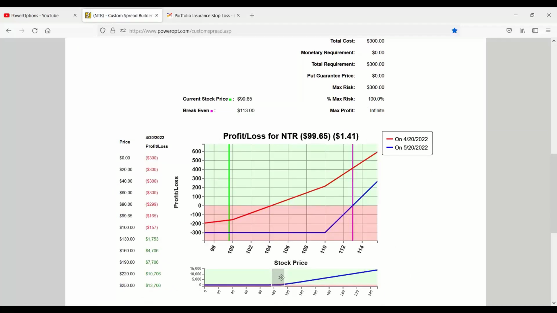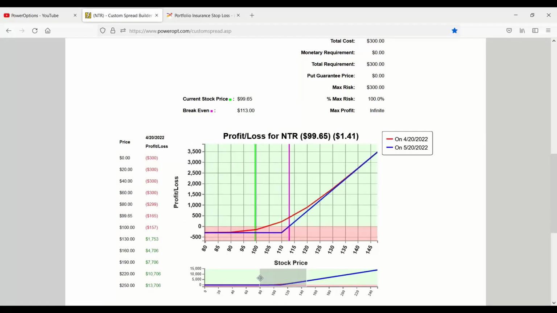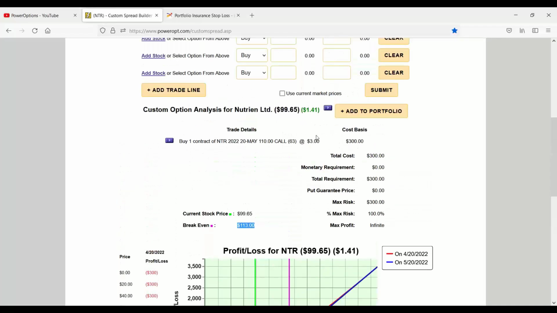Now, simple profit and loss chart on this position. We know that, of course, if the stock stays below 110, we hold this call all the way to expiration, we're going to lose the full amount. Our break even's at 113. We need to cover the strike price at 110 plus the $3 purchase. Again, if we hold it all the way to expiration.